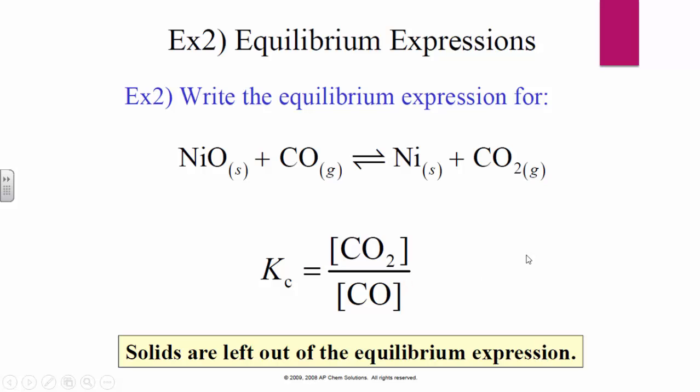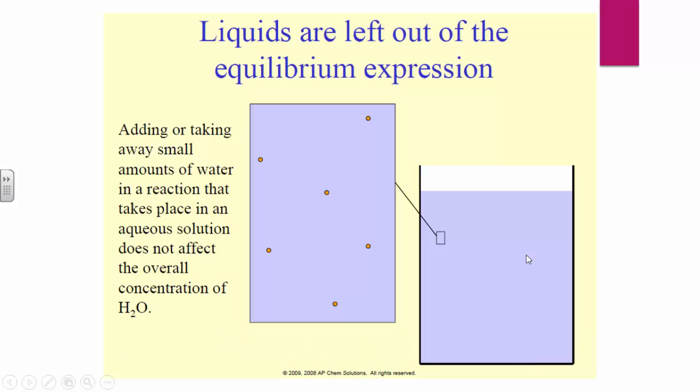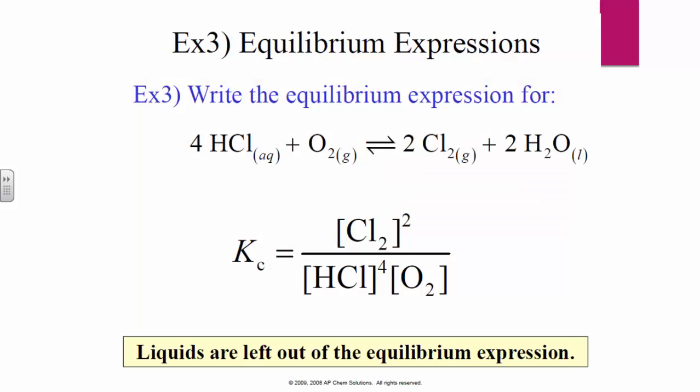So leave out solids. We also leave out liquids because, again, taking out a small amount of water is not going to affect our overall concentration. So in this reaction, we have HCl that's aqueous. We're going to include that. Oxygen, that's a gas. We're going to include that. Chlorine, that's a gas, so we need that. But the water is a liquid, so we're going to leave that out.